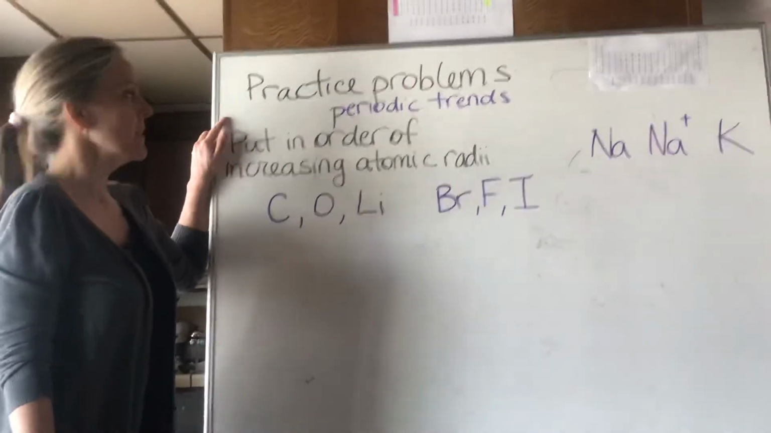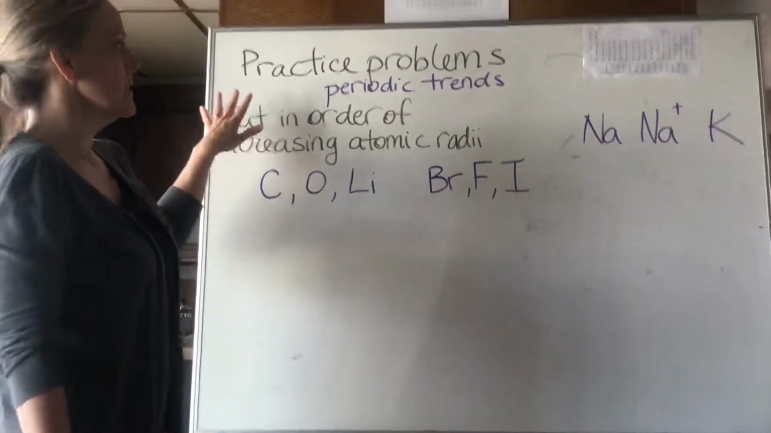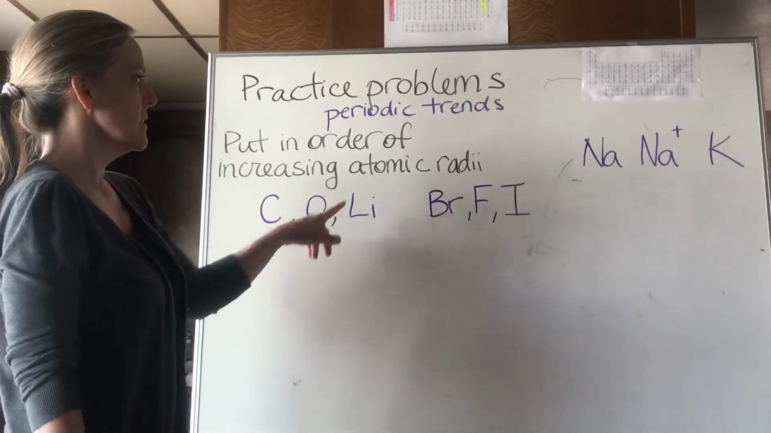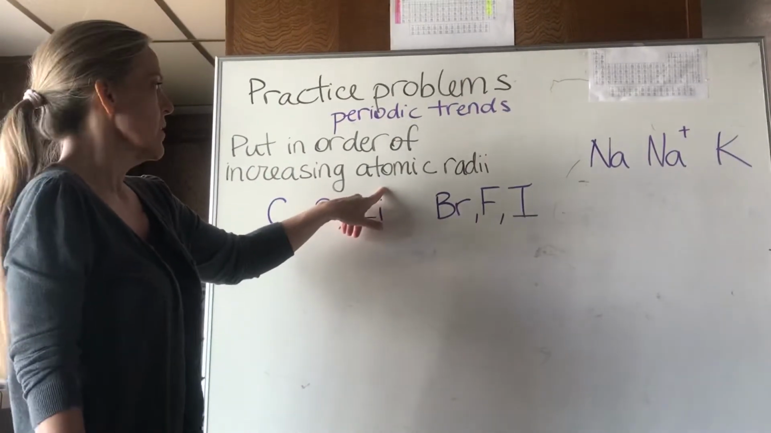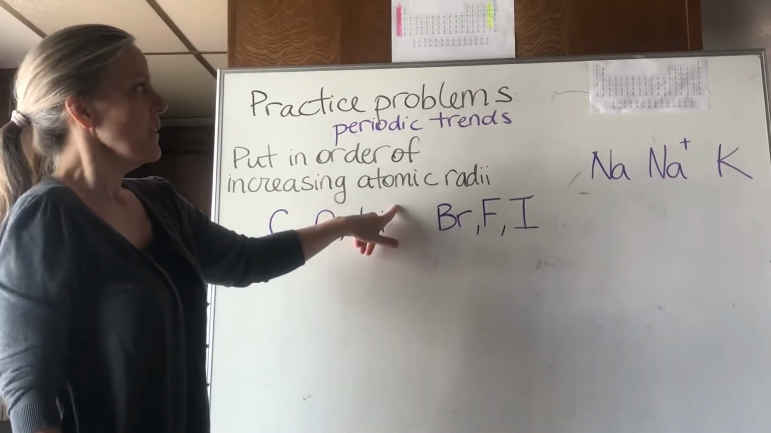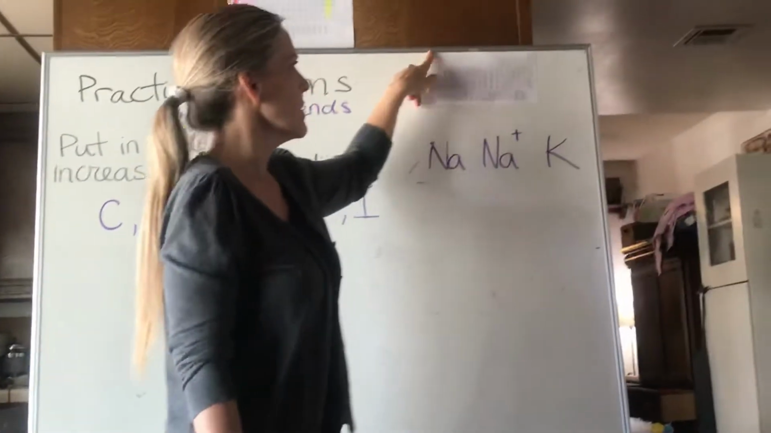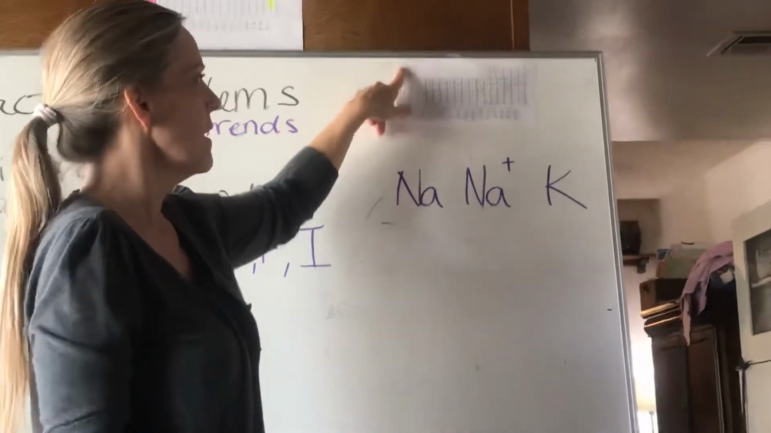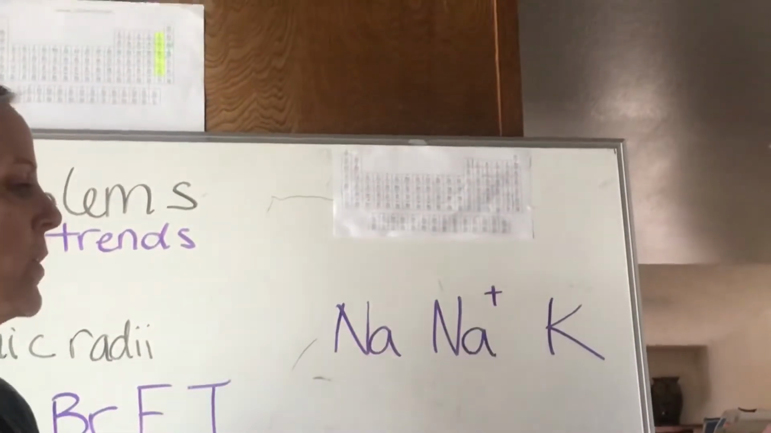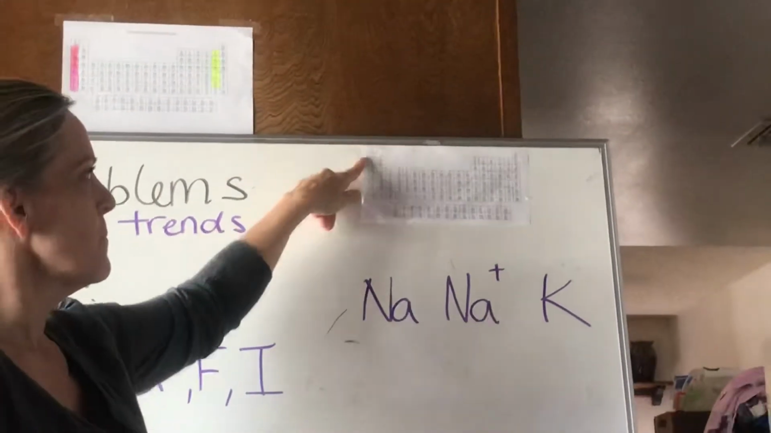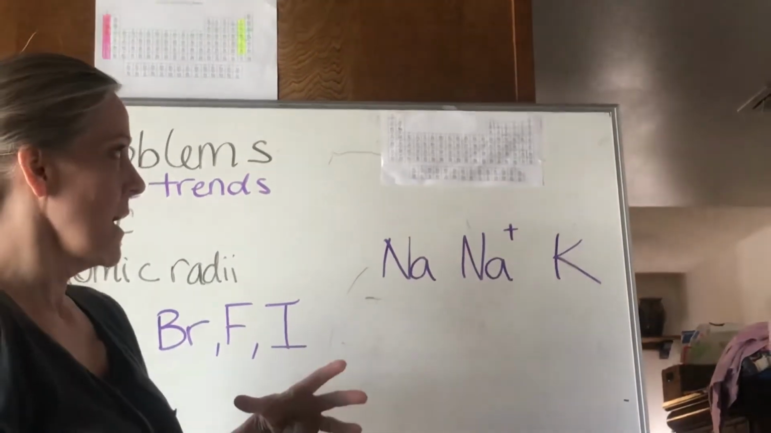Now we're going to do some practice problems with periodic trends. One of those trends was the atomic radii. So there was a trend for atomic radii if we went across a row or down a column. Down a column, the radii got larger and larger every period or shell that you went down.